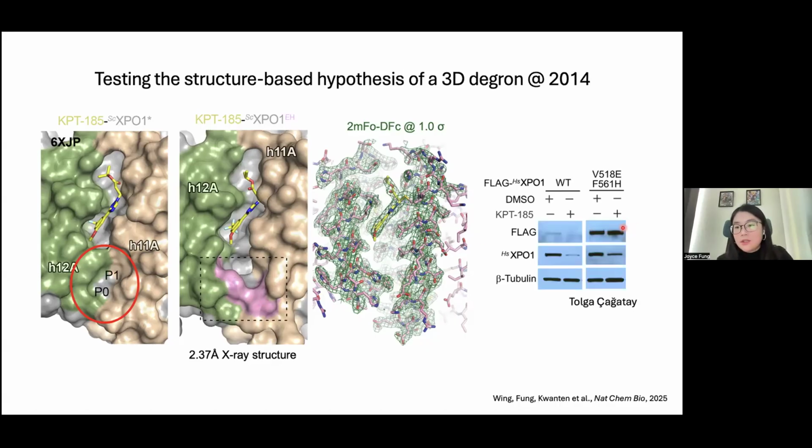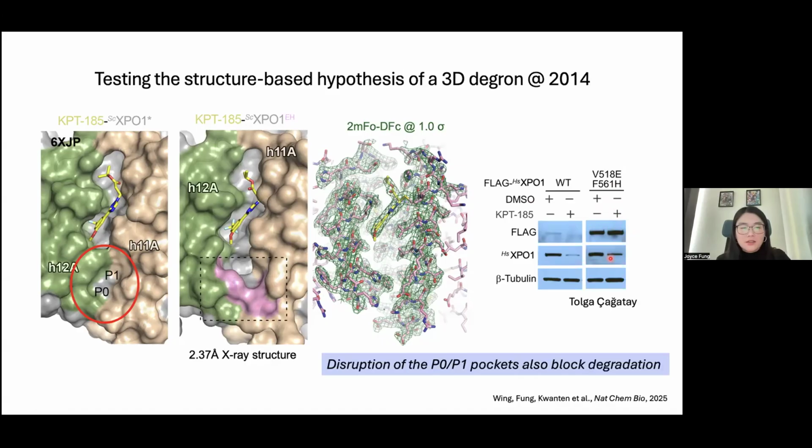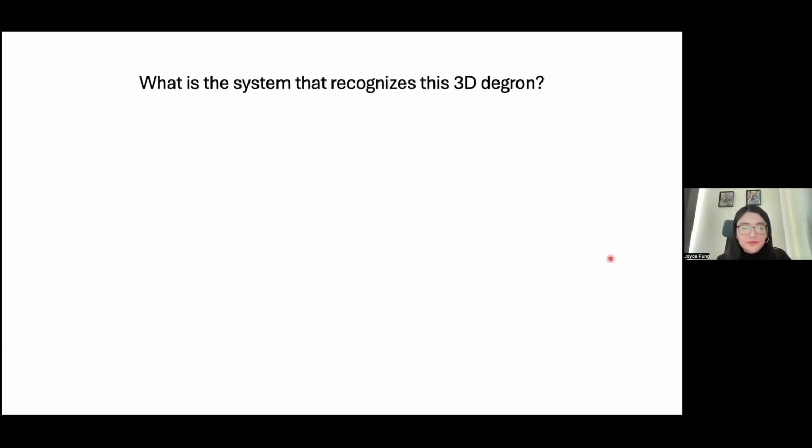And indeed, when Tolga expressed this mutant as a flag tag protein in the cell, he could see that the flag tag signal is not reduced upon treatment of KPT185, whereas the endogenous Expo1, which doesn't have the mutation, would still be degraded, showing that disruption of this pocket can also block degradation. So it's likely the 3D diagram.